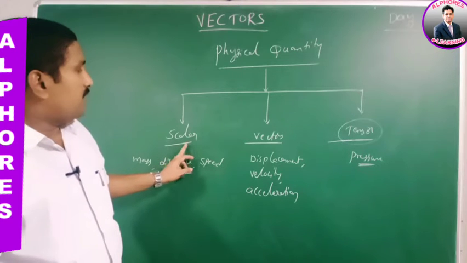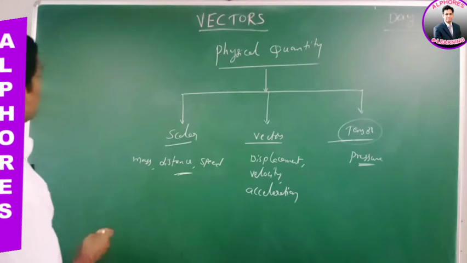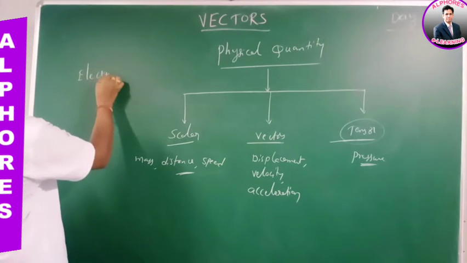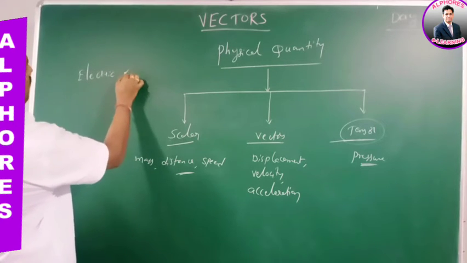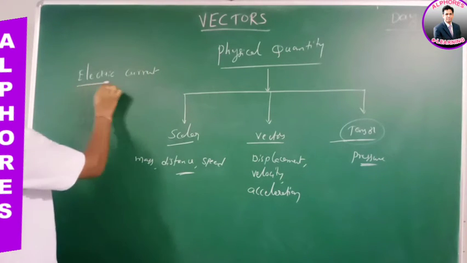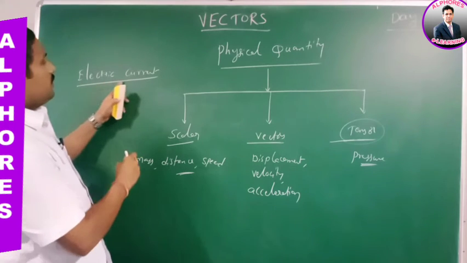I am giving one example for this classification of vectors and scalars: electric current. I am giving a simple example to describe whether a physical quantity is a scalar or a vector. Is electric current a scalar or a vector?